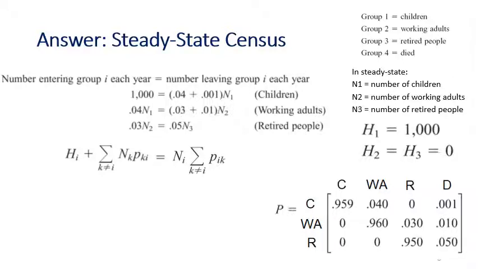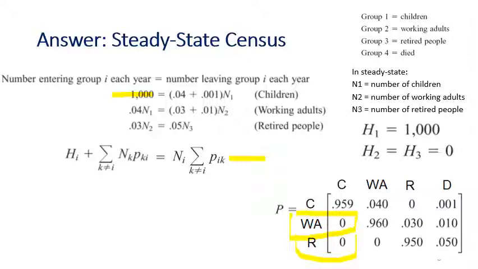So we use this equation for each of the groups that we have: children, working adults, and retired people. The left-hand side is about the number of people entering group i each year. For children, we have 1,000 children coming into the world every year. And then from the transition probability matrix, we can see that working adults cannot return to become children again. Retired people also cannot return to become children again.